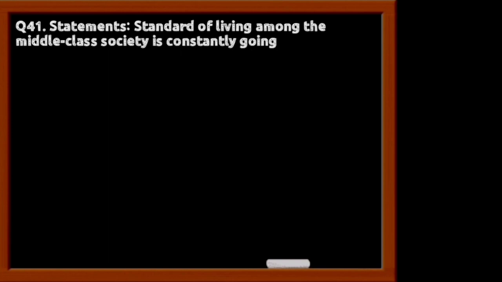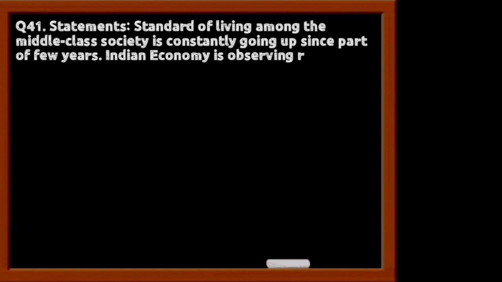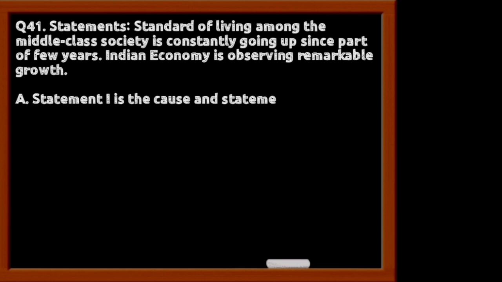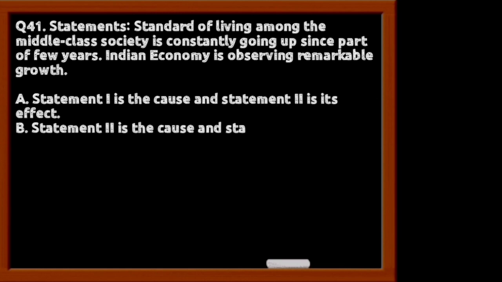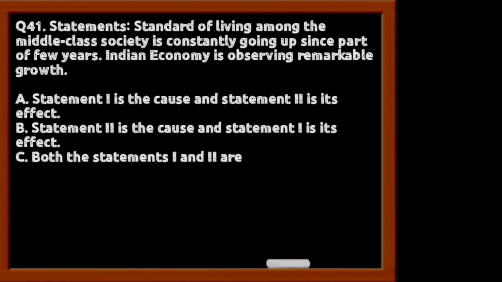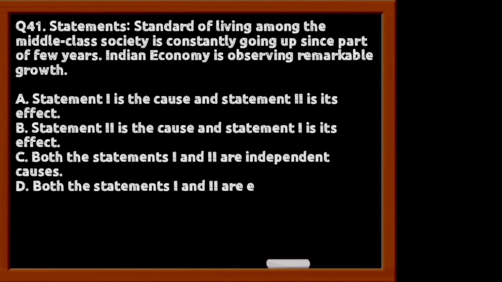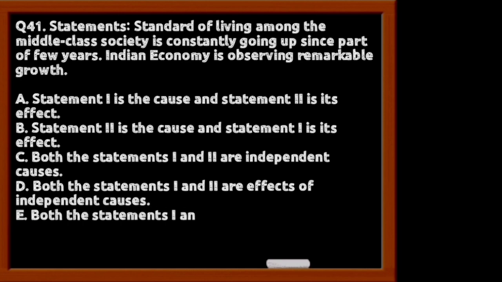Statements: 1. Standards of living among the middle class society is constantly going up for the past few years. 2. Indian economy is observing remarkable growth. Option A. Statement 1 is the cause and statement 2 is its effect. Option B. Statement 2 is the cause and statement 1 is its effect. Option C. Both statements 1 and 2 are independent causes. Option D. Both statements 1 and 2 are effects of independent causes. Option E. Both statements 1 and 2 are effects of some common cause.